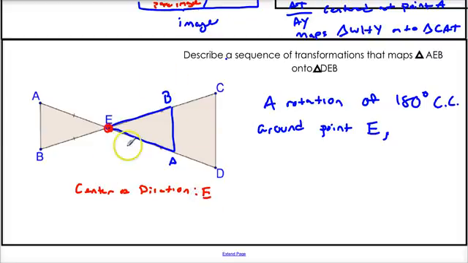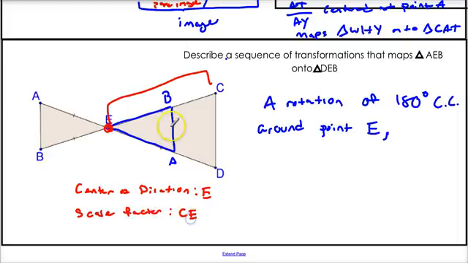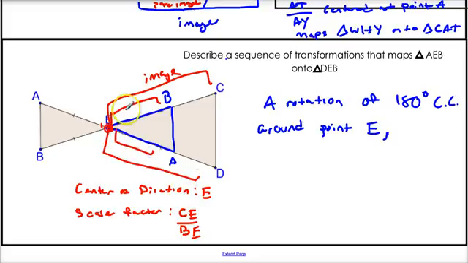And let's find our scale factor. It is going to be CE over, and that is our image, over EB. Or sorry, BE. Remember, that's just the distance from our image to the center of dilation over the pre-image to the center of dilation. So CE over BE. You could have used these two. That's your image and that's your pre-image. It doesn't matter. You just pick one.